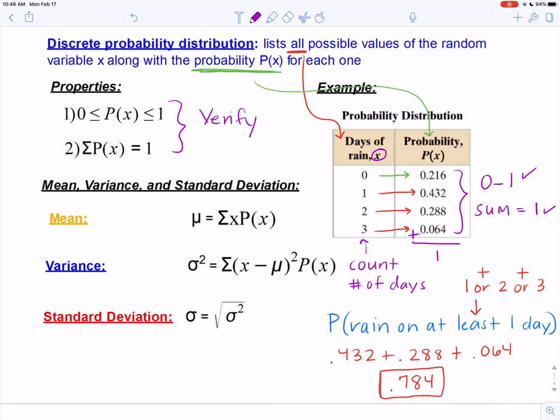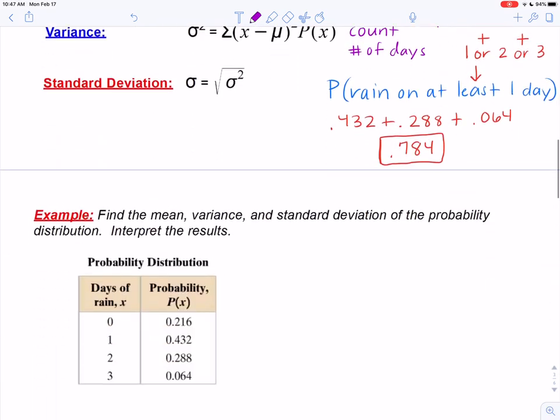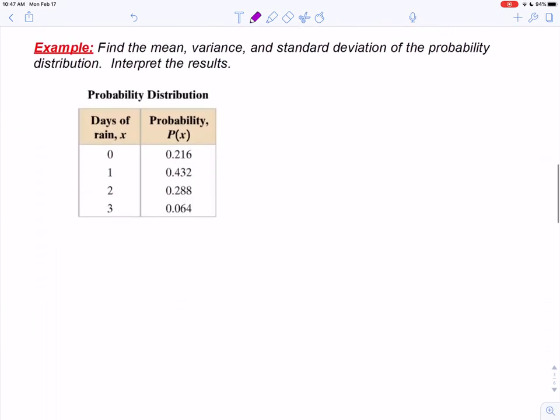All right, so you're going to be looking at reading a discrete distribution. You're going to be looking at verifying, checking the properties, and you're going to be looking at calculating descriptive values such as mean, variance, and standard deviation. All right, so we're going to look at our formulas here, but let's go ahead and do this with our distribution so we can put some numbers in there.